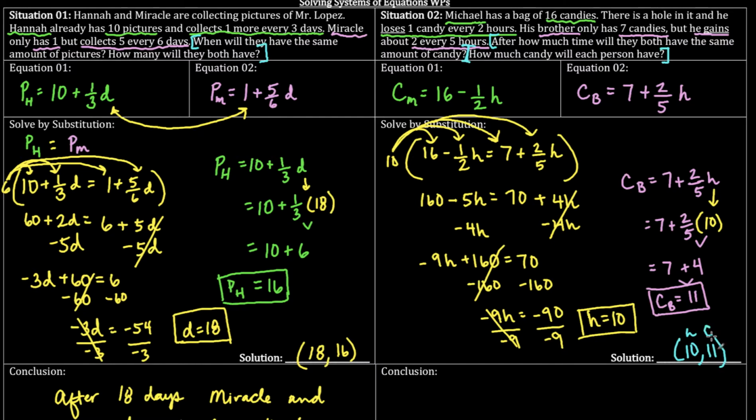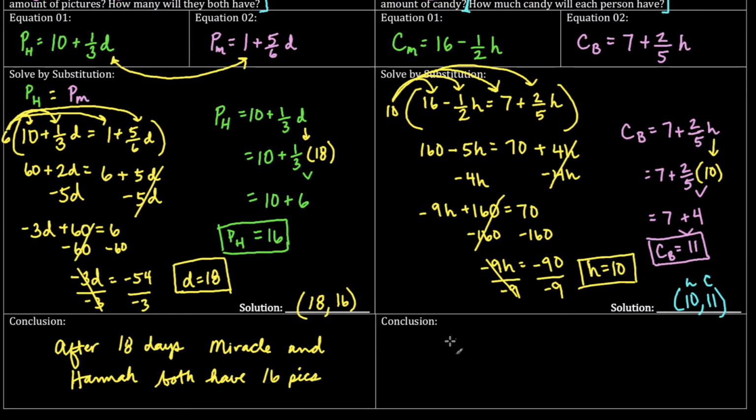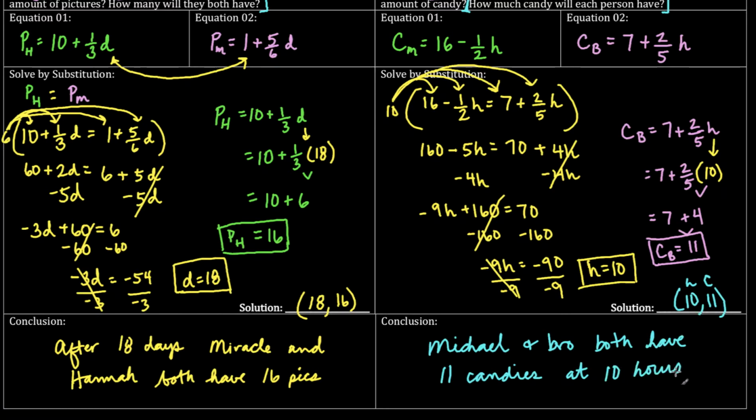So in conclusion, Michael and his brother both have 11 candies at 10 hours. You could also say that at 10 hours, both Michael and his brother will have 11 candies. Either way, as long as the 10 is the hours and the 11 is the candies, you're fine. And that's it. Thank you.